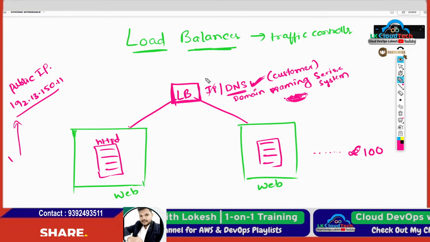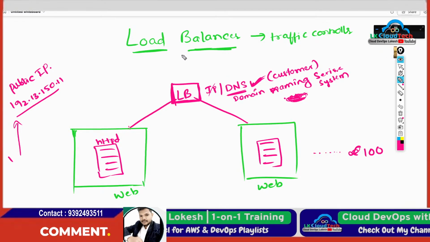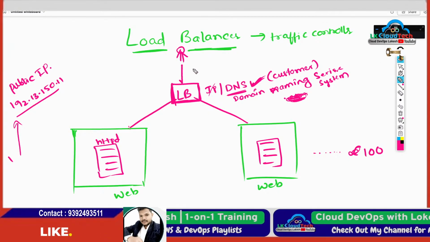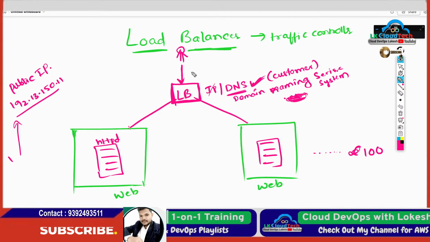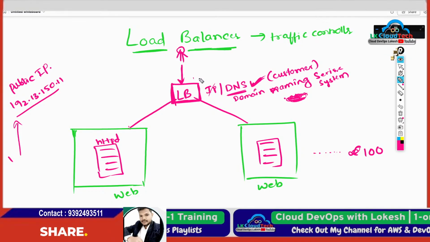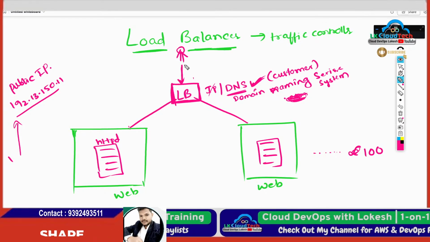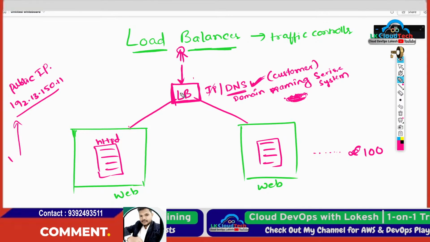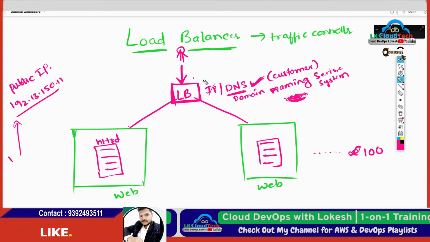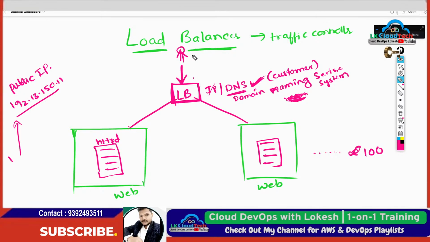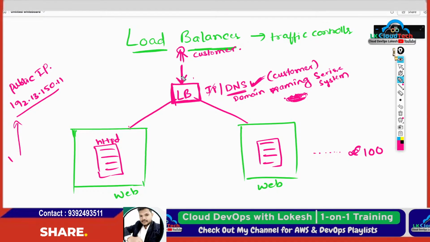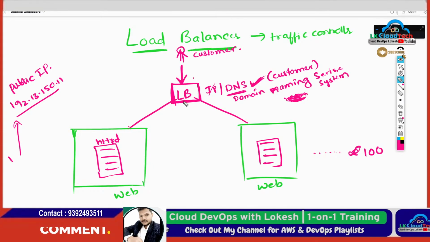A customer requests. Suppose he is a customer and he is requesting. First request, where will it go? To the HTTP, the main? No, see here, first request goes to the load balancer. The first request is from the customer, and it goes to the load balancer.